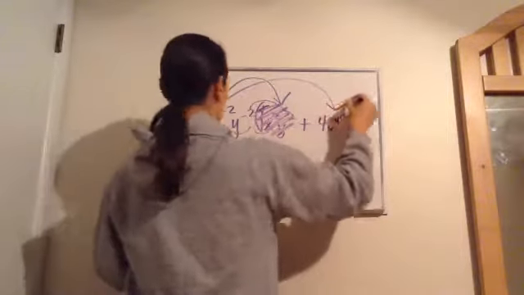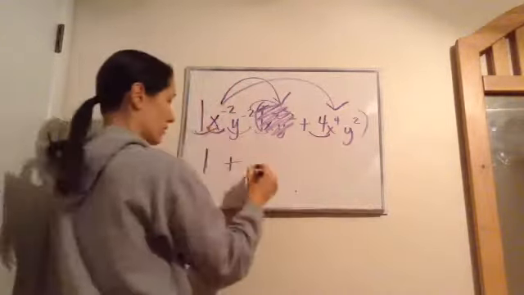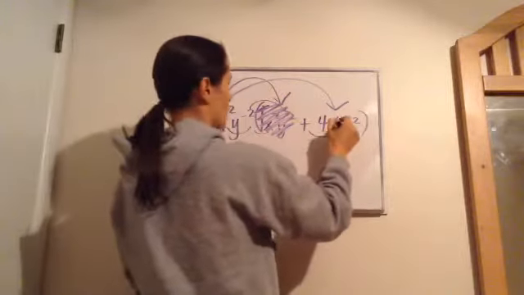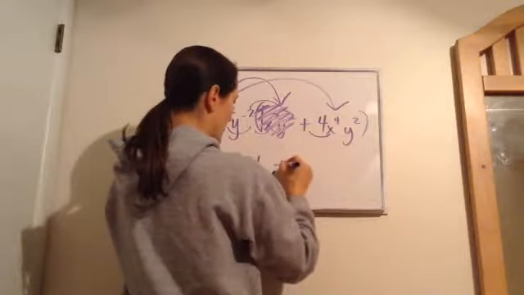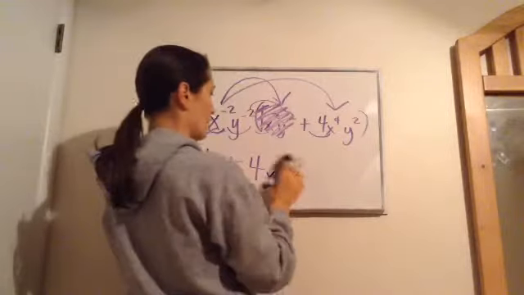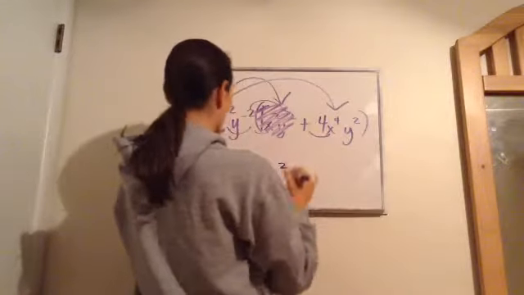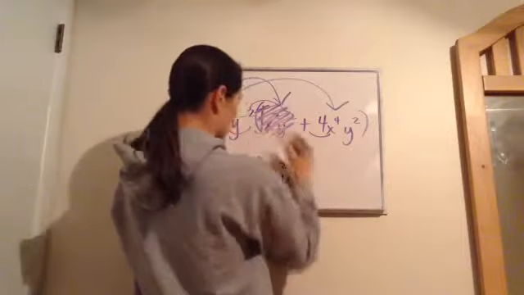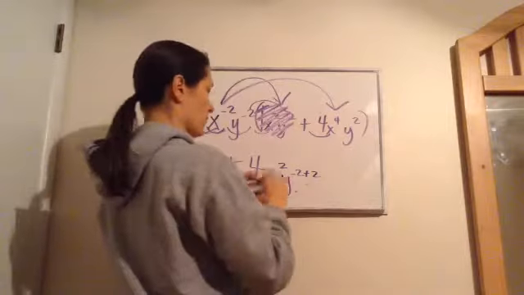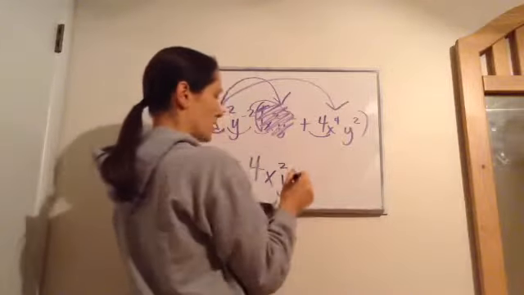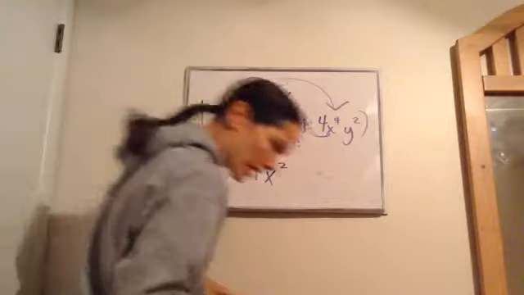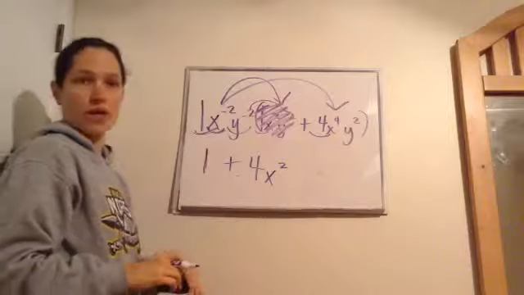Now let's go and do this one. 4 times 1, 4. x to the negative 2 and x to the 4, so this would be x, and I've got negative 2 plus a positive 4, so that would just be 2. Good. And then y, negative 2 and a positive 2 becomes 0. And y to the 0 is 1, and 1 times 4 is 4. Final answer? Yep. 1 plus 4x squared.